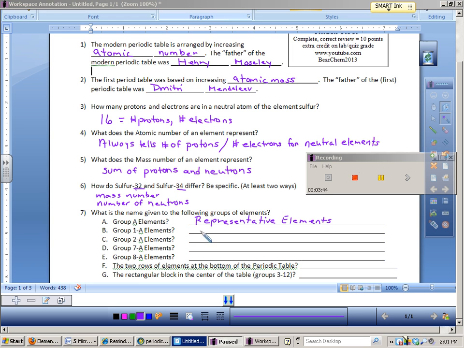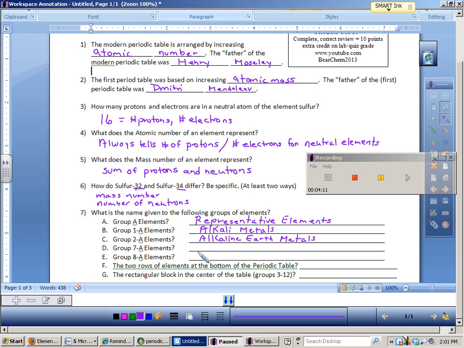Group 1A is known by the name alkali metals. That's lithium all the way down through francium. Group 2A is known by alkaline earth. That would be beryllium all the way down to radium.